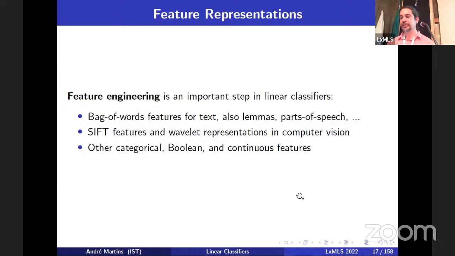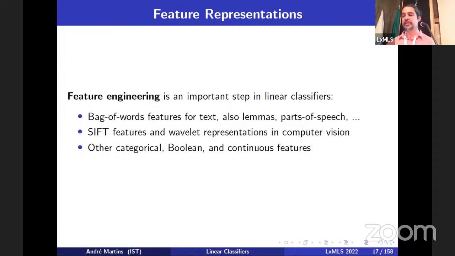In computer vision, there are other sets of features. They kind of fell out of fashion. Wavelet representations, SIFT features. These days, people just use a convolutional neural network to take your pixels and map them to feature maps. But back in the day, they used to design filters manually to come up with good feature representations.